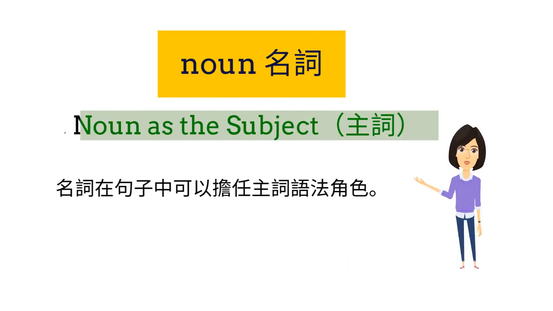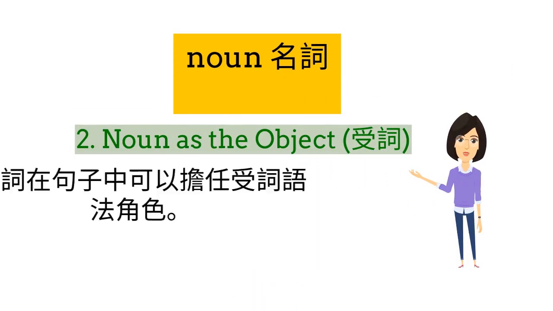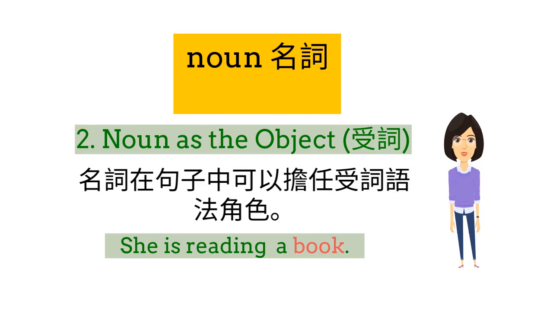First, we're going to learn all about nouns, how they work, and how to recognize them. A noun can act as a subject, object, or complement. Let's take a look. 1. Noun as the subject. Example: the student studies hard every day. 2. Noun as the object. Example: she is reading a book.